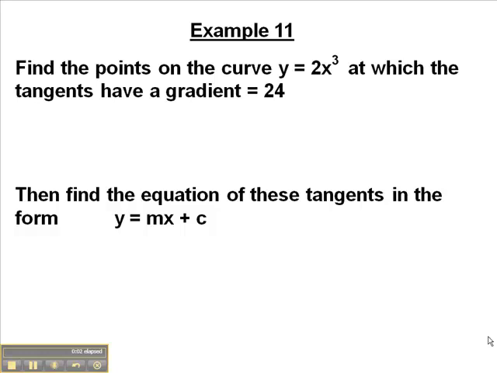Here we're given a curve as being y equals 2x cubed, a cubic function, and we're asked to find the points, and please notice points, at which the tangents have a gradient equal to 24. We're then asked to find the equation of these tangents in the form y equals mx plus c.